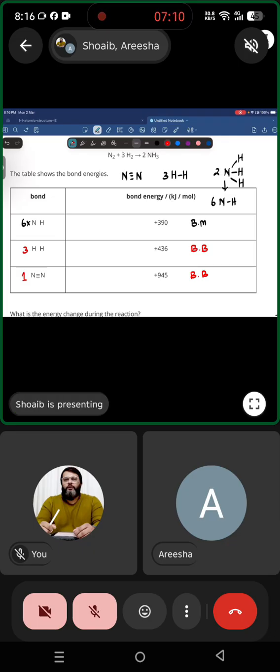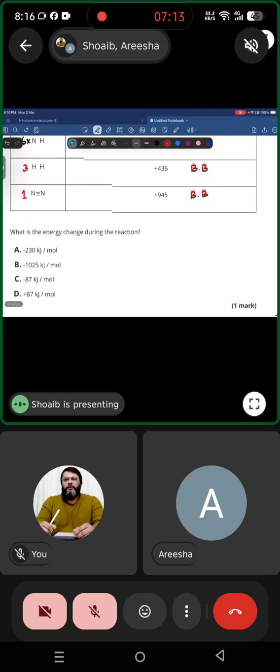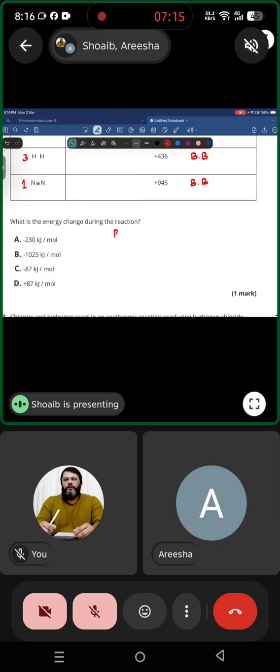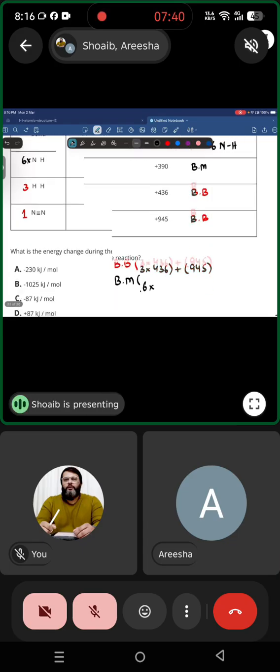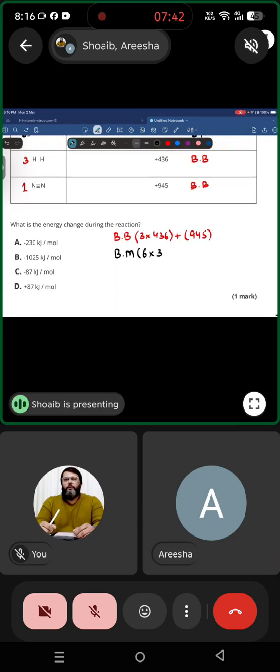Now let's move forward. For the bond breaking, 3 multiplied by 436 plus 945, and for the bond making, 6 multiplied by the value, which is 390 here, so 390. Yes, please.